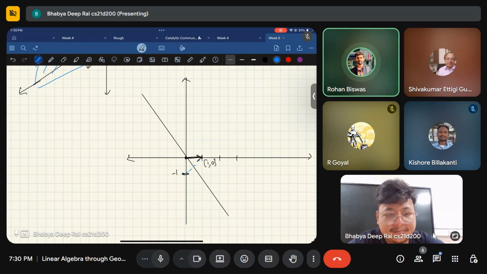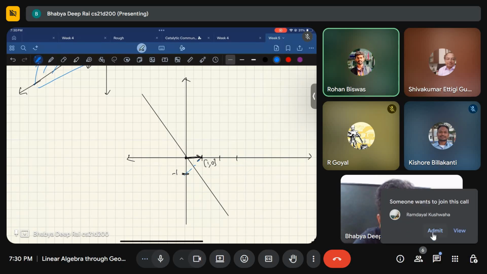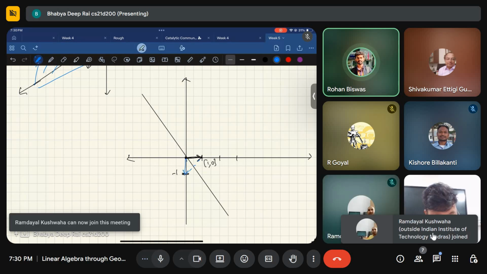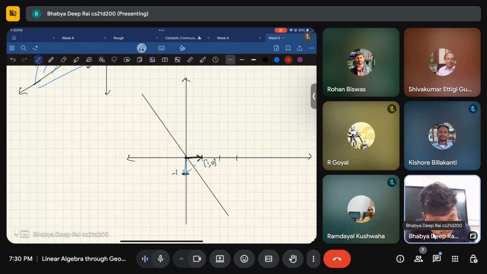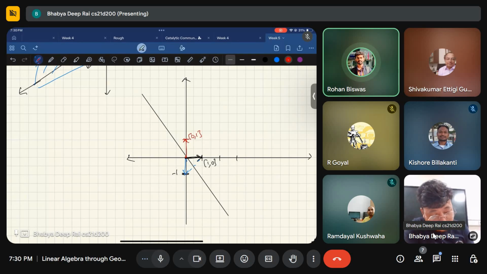Similarly, what happens to 0, 1? Let's plot 0, 1. So 0 here and 1 here. And similarly, if you look closely, can we see the reflection is minus 1, 0? That's right, yeah.